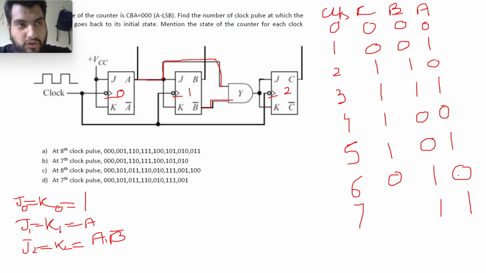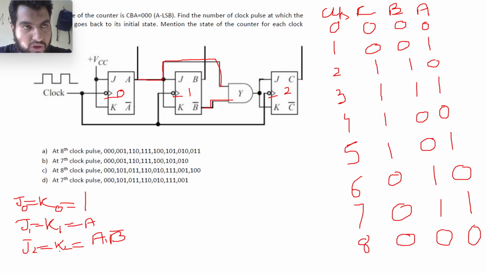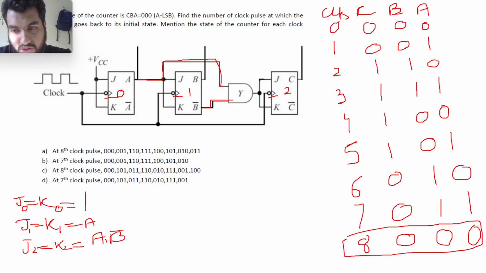my J1 equal to K1 is equal to 0. And then this one, it will remain at 0, because J2 equal to K2 is equal to 0, so it will be 0, 1, 1. And finally the eighth clock pulse, it will be toggling. Since my A is equal to 1, so J1 equal to K1 is equal to 1, so this thing will toggle, so it will be 0. Since my A is equal to 1 and B complement is equal to 0, it will remain at 0, since J2 equal to K2 equal to 0, 0. So at the eighth clock pulse, my output will again be equal to 0, 0, 0.